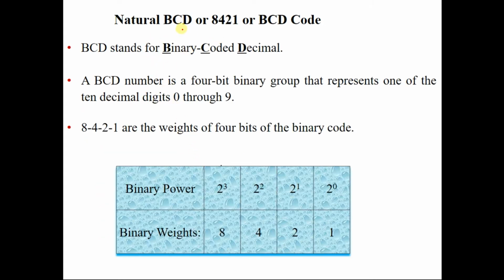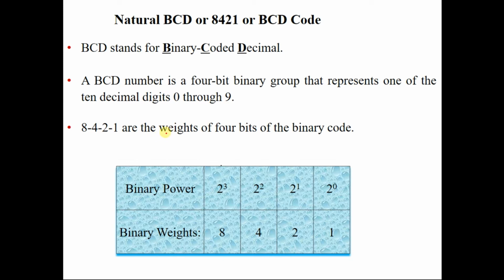BCD code is also called natural BCD code, 8421 code or BCD code simply. What is the full form of BCD? It is simply binary coded decimal. A decimal number is encoded in a binary form. But how do we represent a decimal number in BCD? A BCD number is a 4-bit binary group that represents one of the 10 decimal digits from 0 to 9. So we can represent each decimal digit with a 4-bit binary number in BCD form.